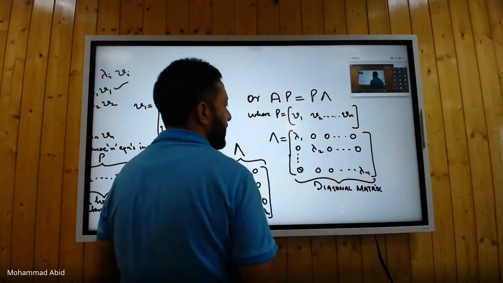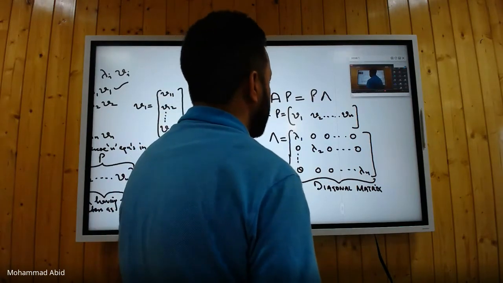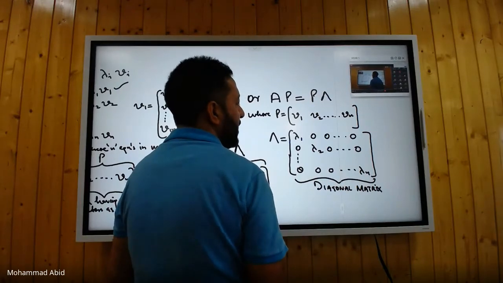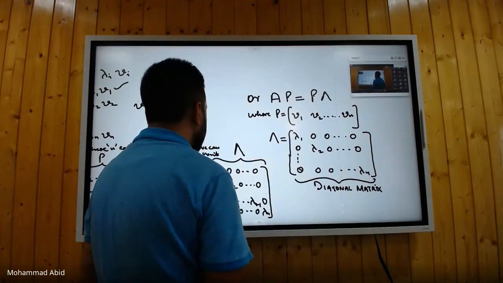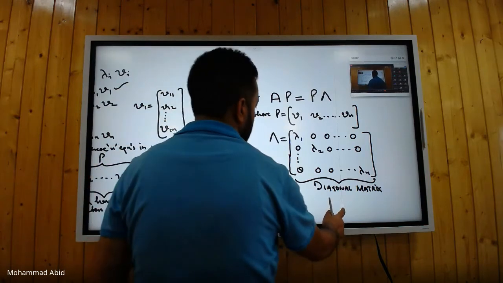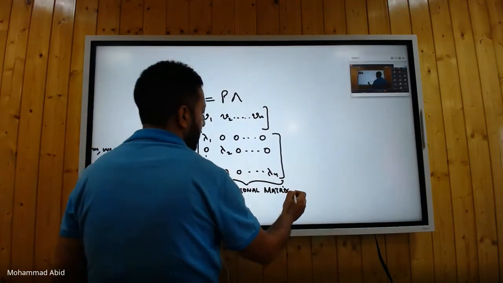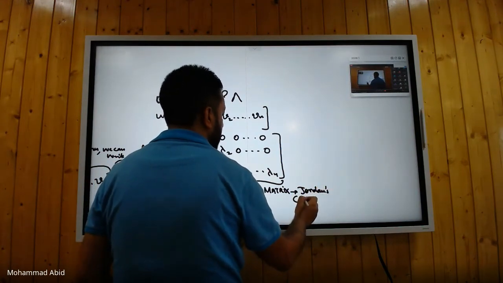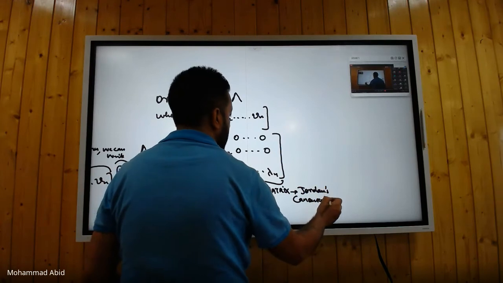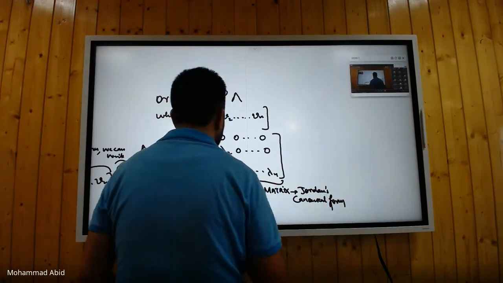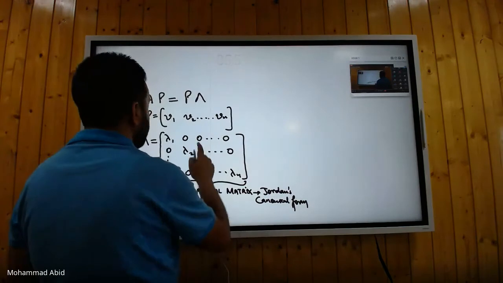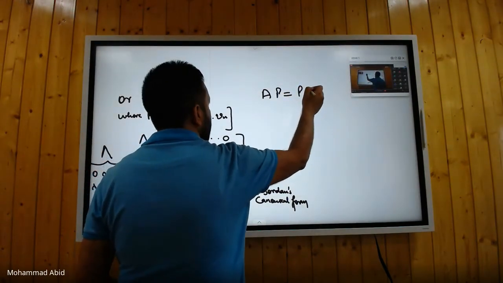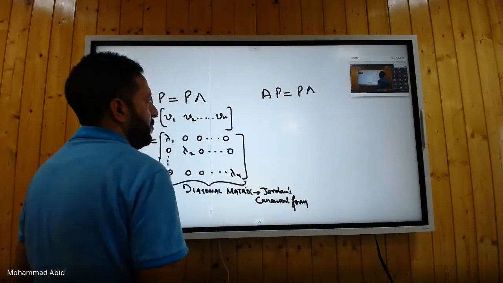And as you have already seen, this is a matrix in Jordan's canonical form because it has got along the diagonal the eigenvalues of the matrix A. Is that clear? So this is a matrix in Jordan's canonical form. So that means I have got A P equal to P lambda.